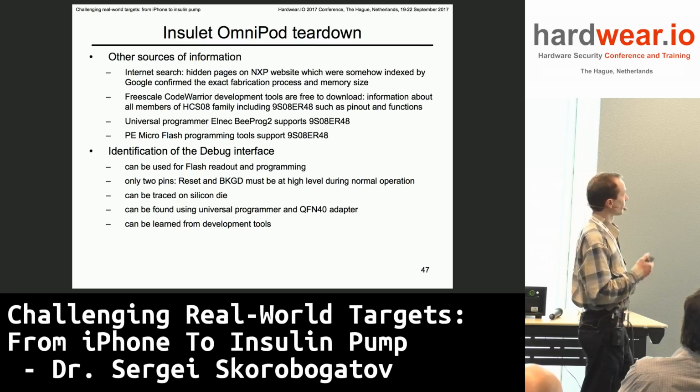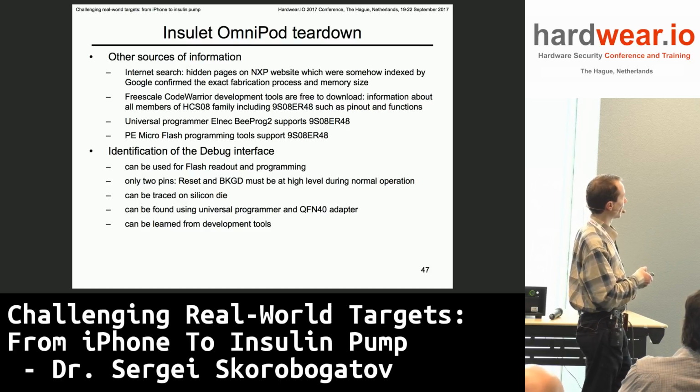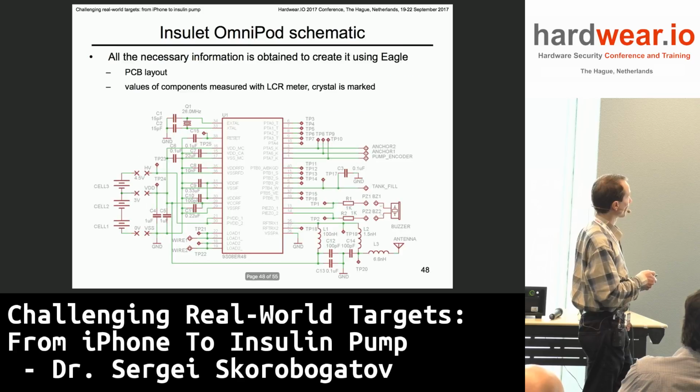So you can easily program the chip, provided you know the pins to connect the debug interface. But it was relatively easy to find the location of the pins for debug interface, because you only need 2 pins. You don't need reset and BKGD pin, and those can be easily figured out by looking at the voltages during the device operation. You can trace them from the silicon die, or you can use an adapter with the universal programmer, or you can learn them from the development tools.